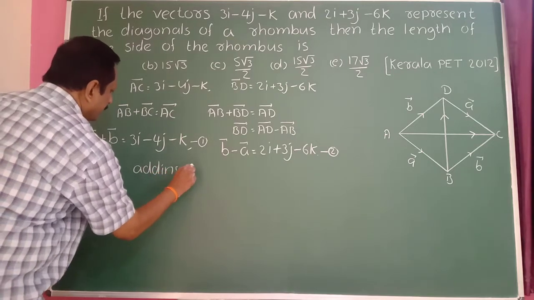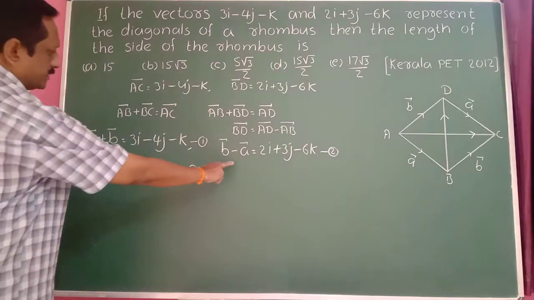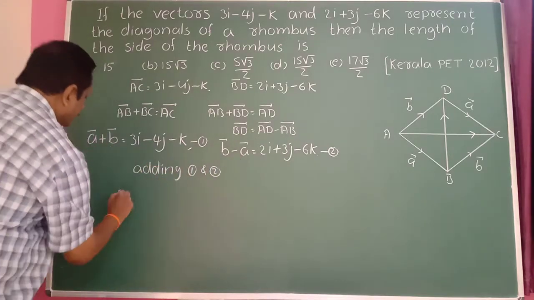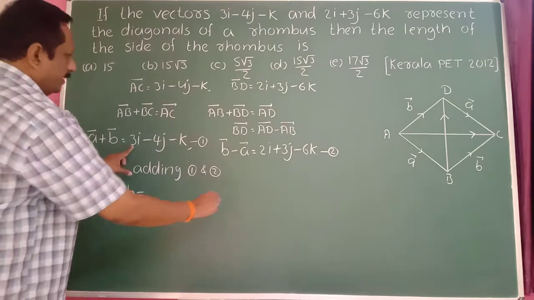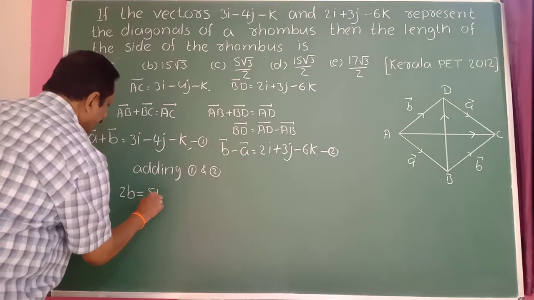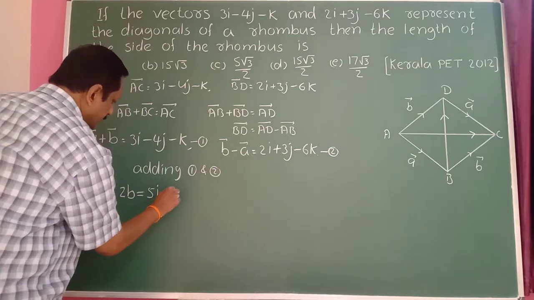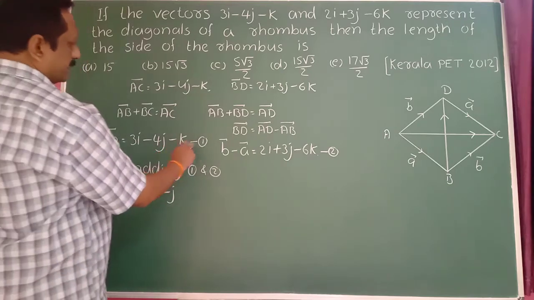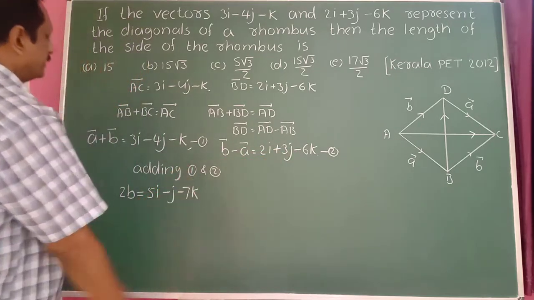So adding 1 and 2 here, plus a and minus a cancel. B plus B becomes 2b, which is equal to 3i plus 2i, that is 5i, minus 4 plus 3, minus of j, minus k minus 6k, that is minus 7k.